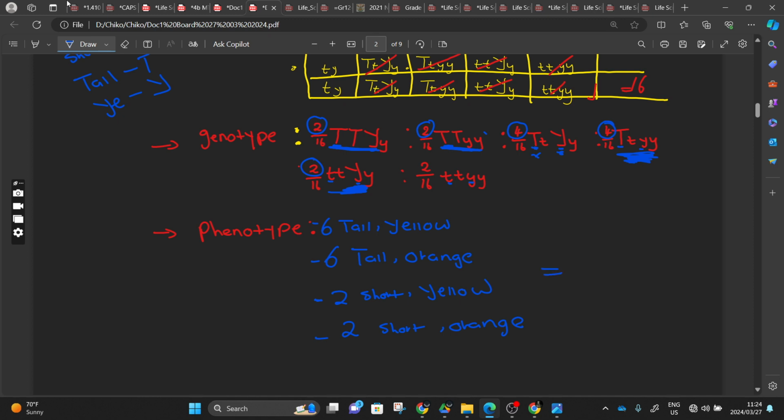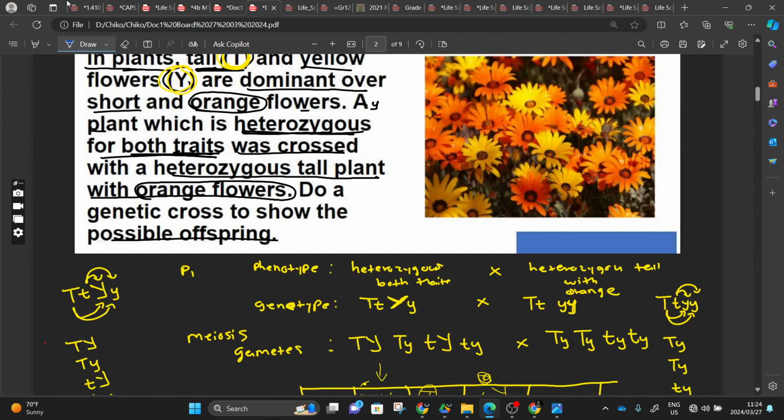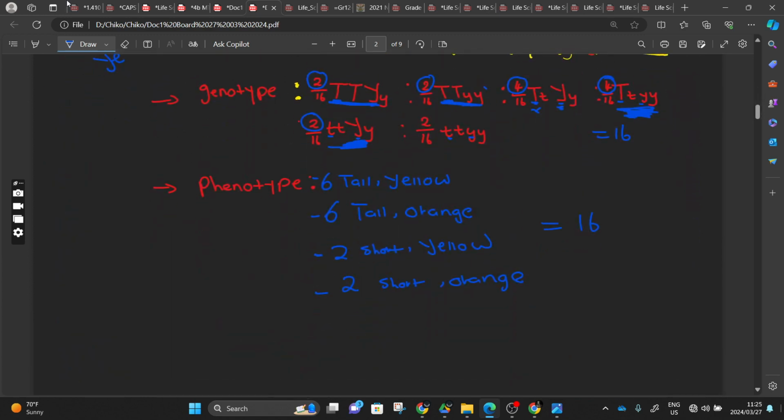Then all of this has to make up 16, and all of this has to make up 16. Now if it's 100%, it will be 16 out of 16, one, and then it will be 100%, right? So here's the phenotype ratio, and there's the genotype ratio. And the question was to do a genetic cross to show the possible offspring. These are the possible offspring.